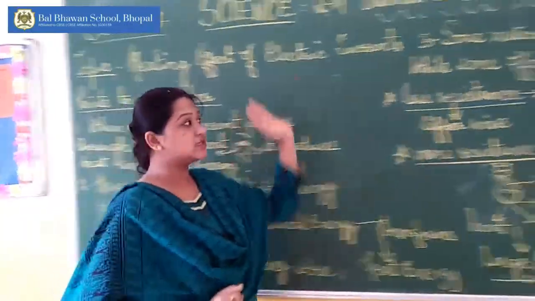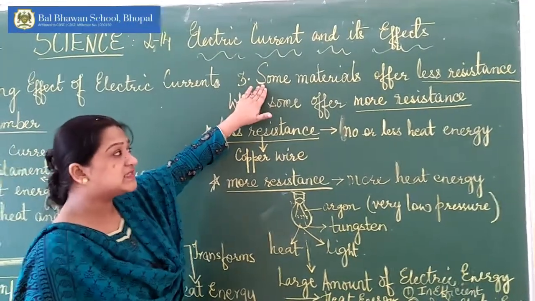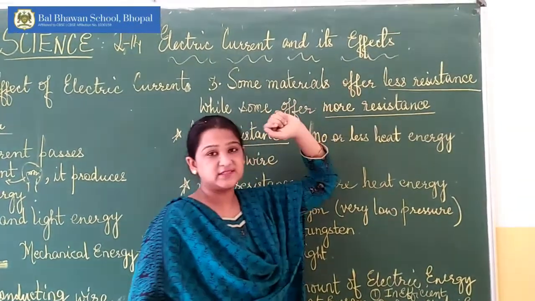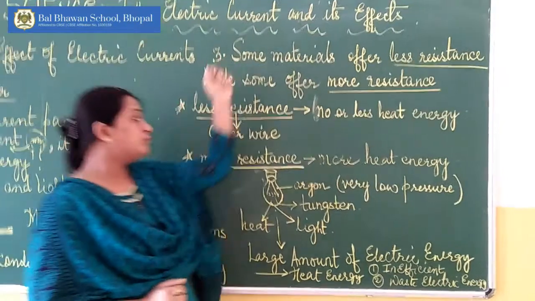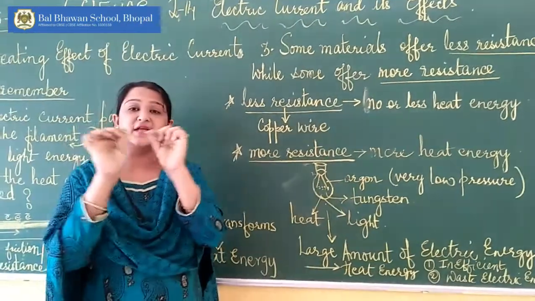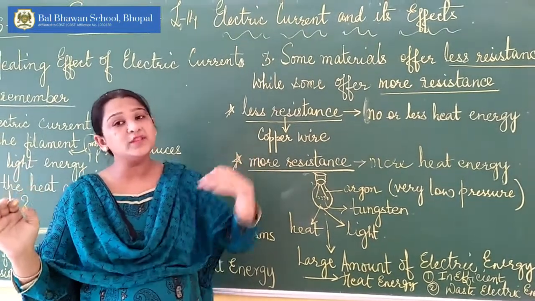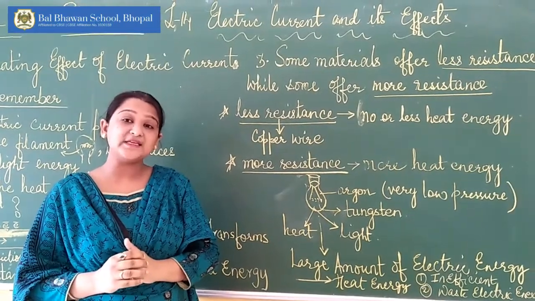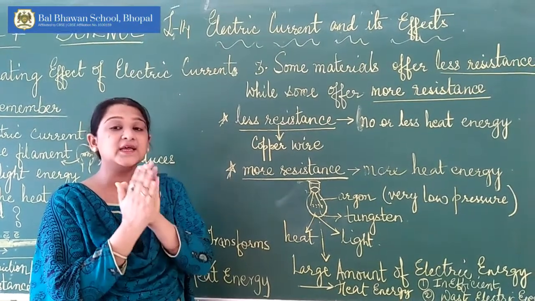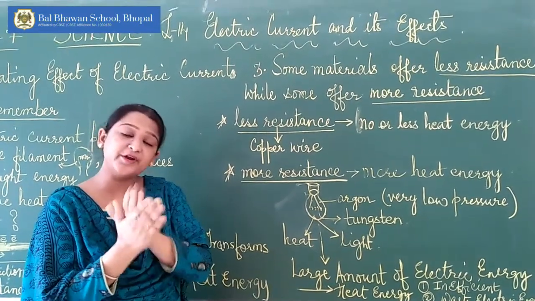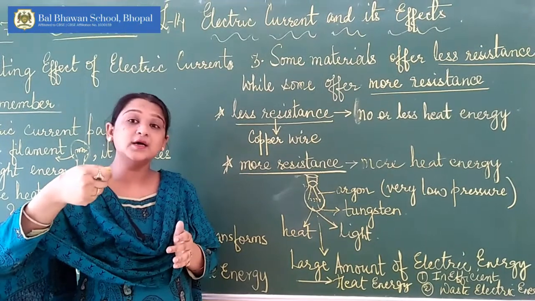Now my next topic is which materials will produce heat. There are some materials which offer less resistance, while there are some which will offer more resistance. For example, consider a copper wire, the wiring that we have in our appliances, through which the electric current is passing. In this case, the friction is less. When the friction is less, less heat is produced. So when you touch the insulated copper wire, you cannot feel the heat.